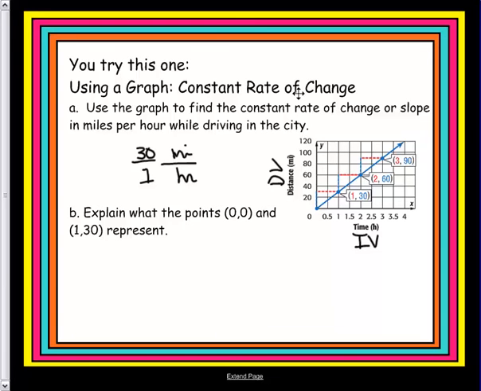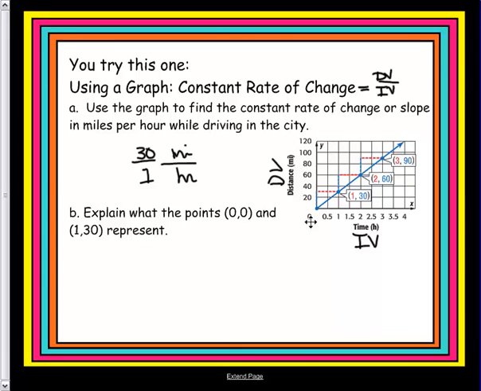So when we write a constant rate of change, we always write the DV over the IV. The IV is always supporting the DV on the bottom, okay? So if you have the IV, you always put it on the bottom and support that DV with it, okay? That's one way you can remember that.